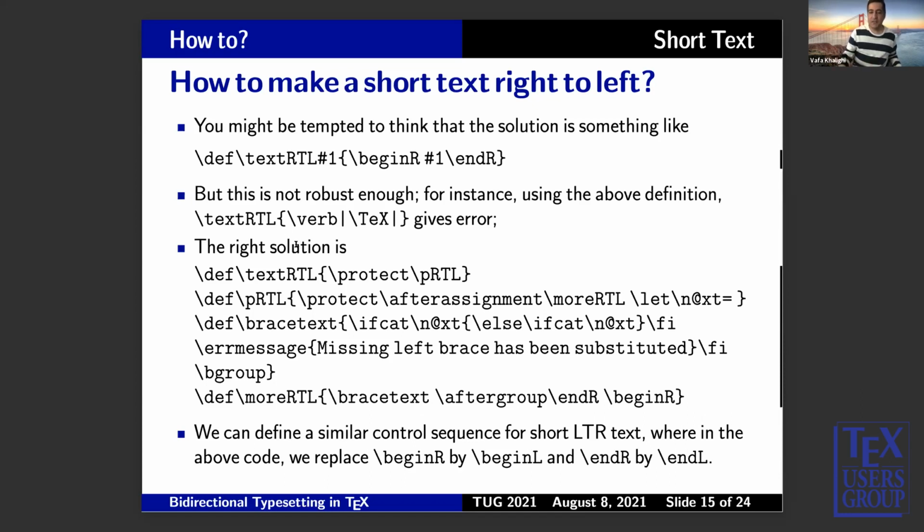The right solution is a bit complicated, and this is the simplified version of what the bidi package does. And we have to check if the braces match each other. If they don't match, then we print a message that the left brace has been substituted. We can define a similar control sequence for ShortLTR text, where obviously in the above code, whenever you see begin R, it's only one instance. So we have to change this begin R to begin L and the end R to end L.